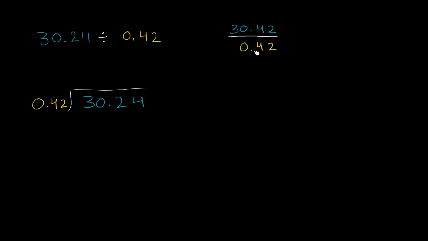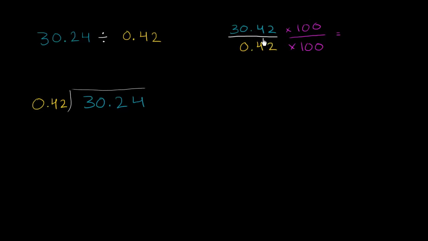And so what could we multiply this denominator by to make it a whole number? Well, we could multiply it by 10 and then another 10. So we could multiply it by 100. So let's do that. If we multiply the denominator by 100, in order to not change the value of this, we also need to multiply the numerator by 100. We're essentially multiplying by 100 over 100, which is just 1. So we're not changing the value of this fraction, or you could view this as this division problem.